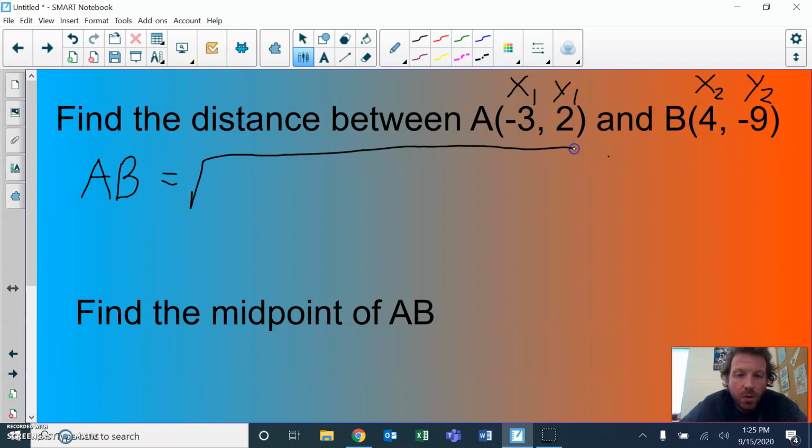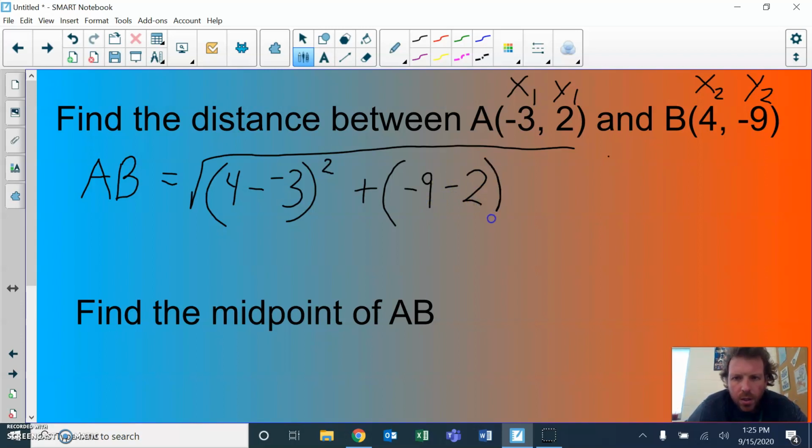So the first thing that we do is we write that root. And the first thing we plug in is x2. So we're going to do 4 minus x1, which is -3. And we're going to square that. Then we're going to do plus y2, which is -9, minus y2, or y1, my bad, 2, and we're going to square that.